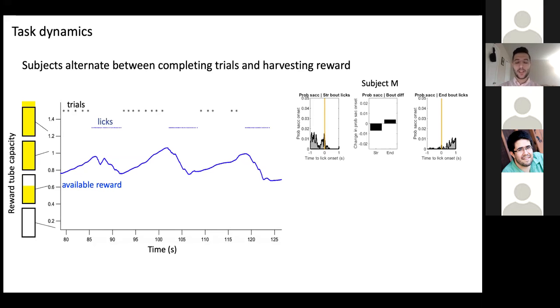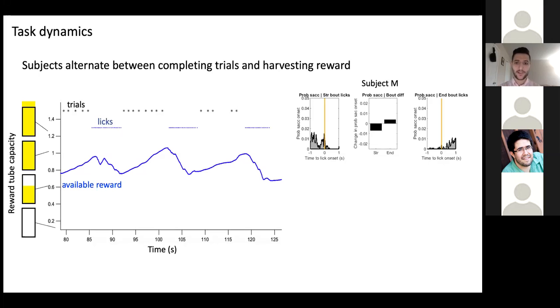What we see here is that the animals do indeed, when they're licking, stop making task-related saccades for the most part. What I have here is data from one subject. On the left, I plot on the x-axis time from the lick that initiates a licking bout. On the y-axis, I plot the probability of a saccade onset of a task-related saccade.